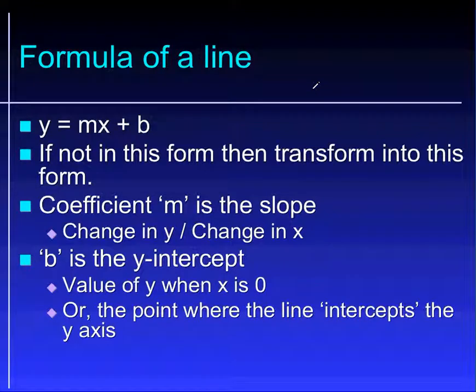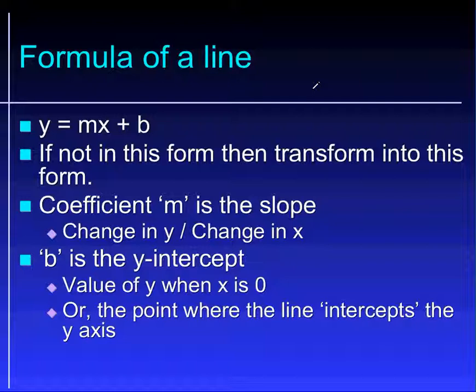Coordinate geometry, there's a few considerations that we need to think about. Firstly is this idea of the formula of a line. This is the classic form of a linear equation. The value of y is equal to mx plus b. Now, if you face any coordinate geometry problems that are not in this form, then the first step in your process is to transform them into this form.